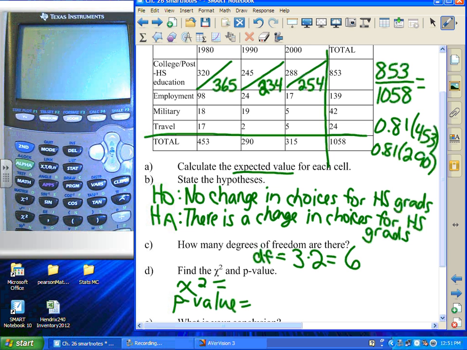How many people learned how to do matrices in Algebra 2 or some other class? Do you remember matrices? Okay, well, you get a little refresher. That's why I have my calculators.